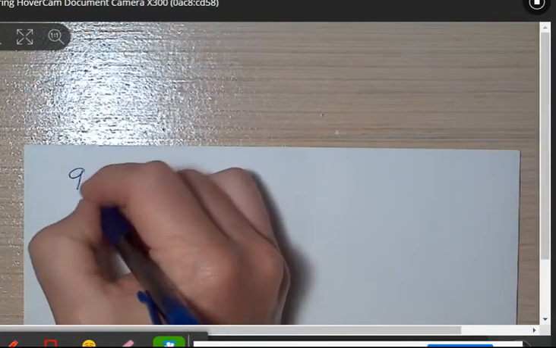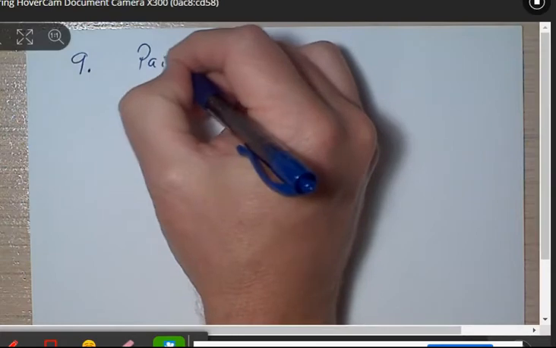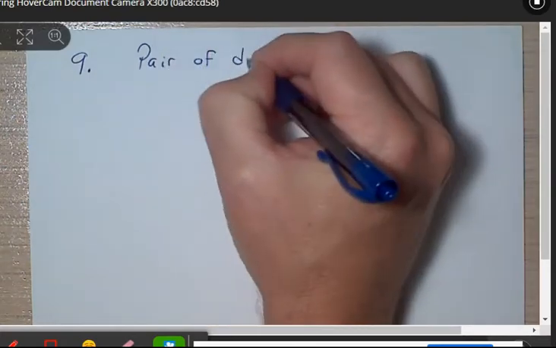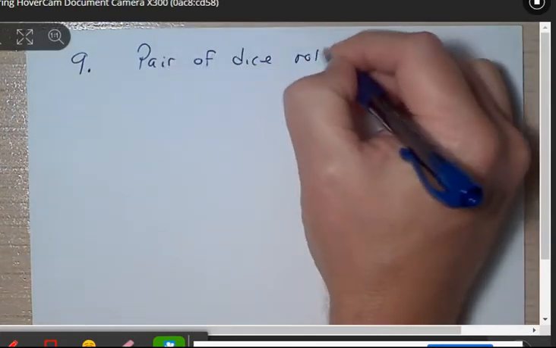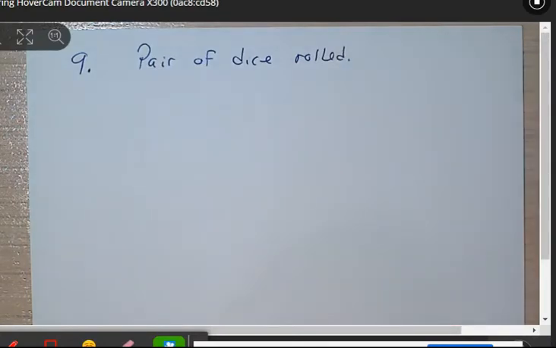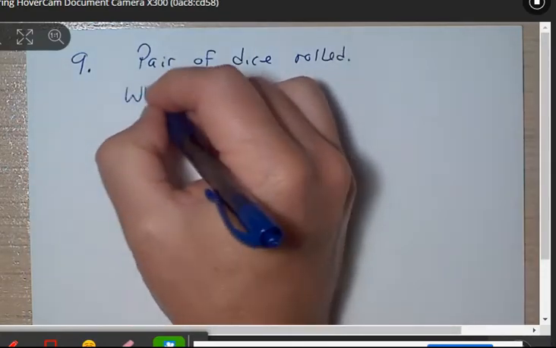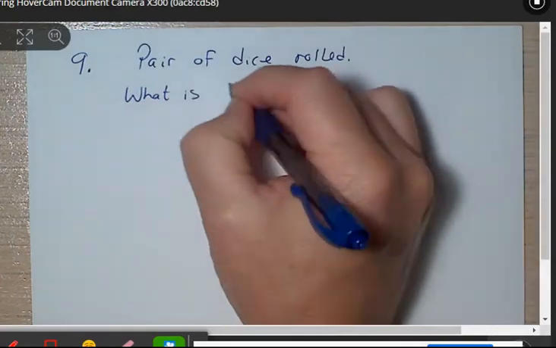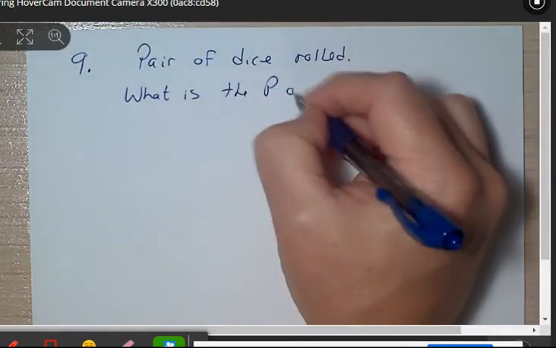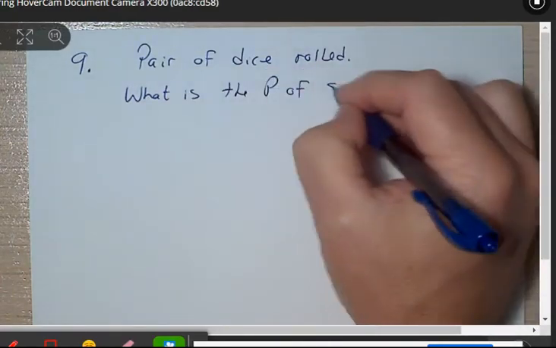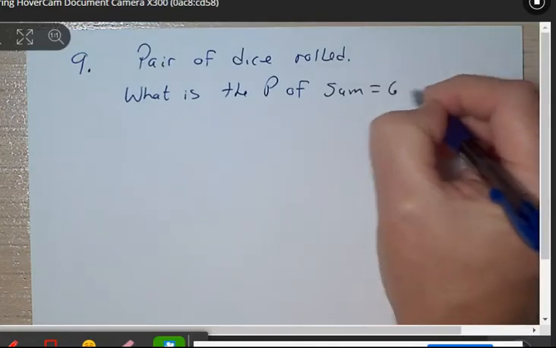Okay, number 9. This one is a pair of dice is rolled. It says, what is the probability of the sum equal to 6?